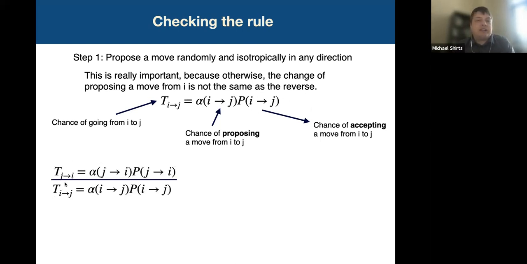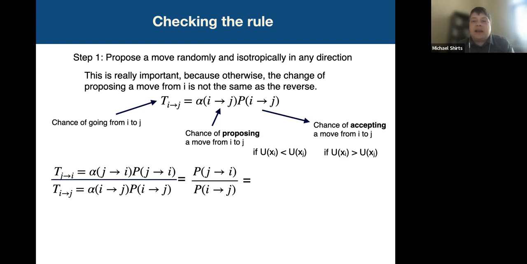So if we look at the ratio of these, if we assume it's isotropic, these cancel out and we just get the ratio of accepting. So what's our acceptance ratio? We're using an isotropic move, so these cancel out. This is going to be equal to, okay, if u(xj) is less than u(xi), so those are our two choices for each, right?